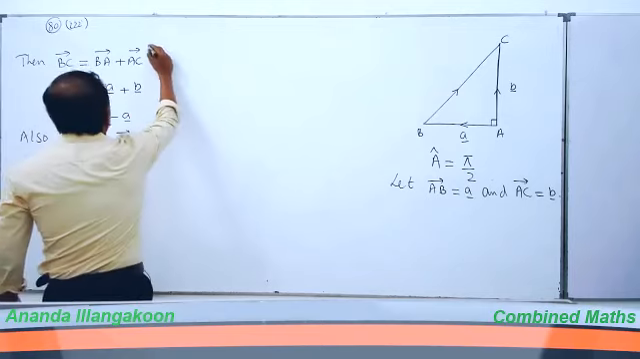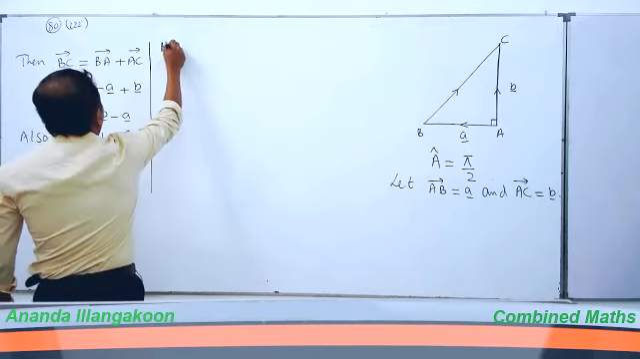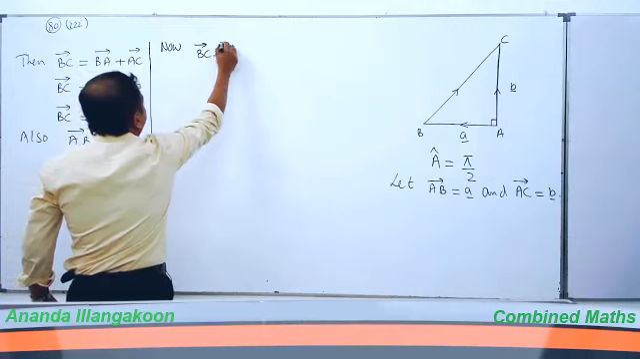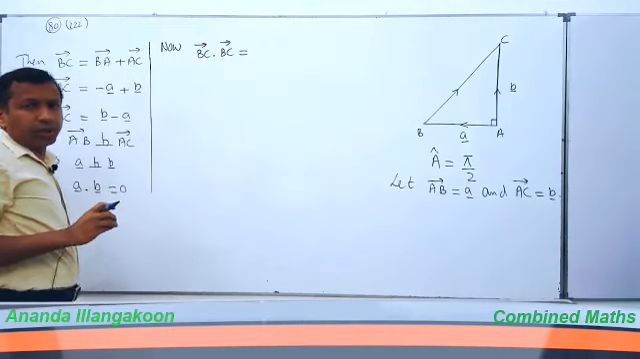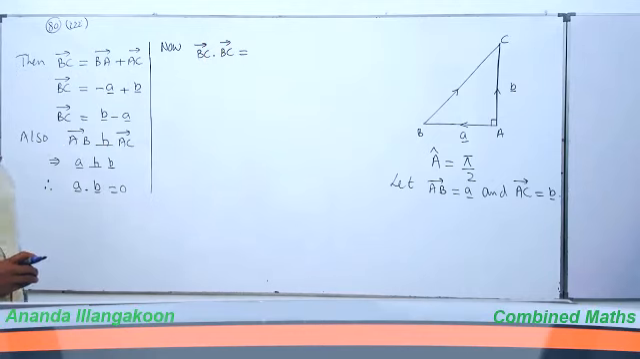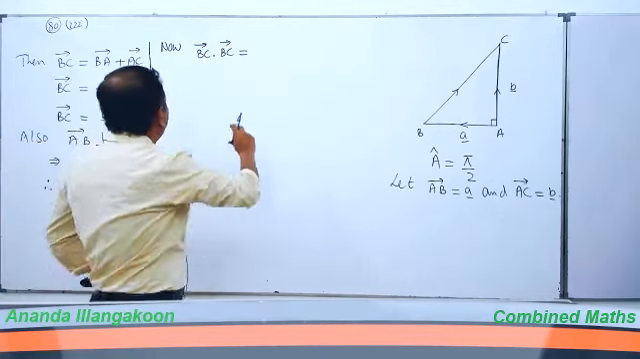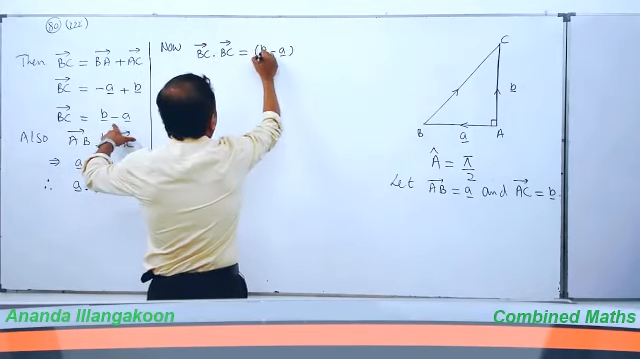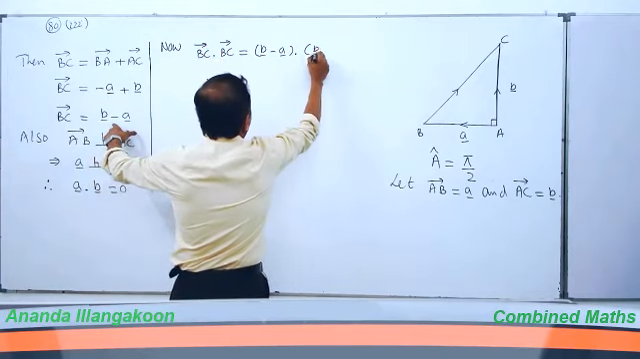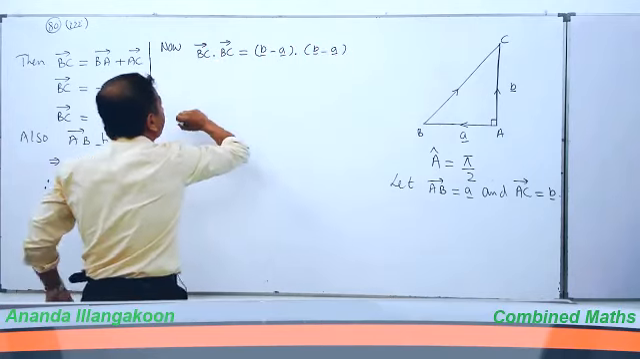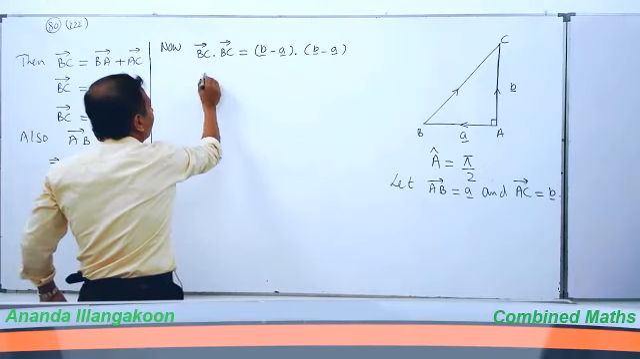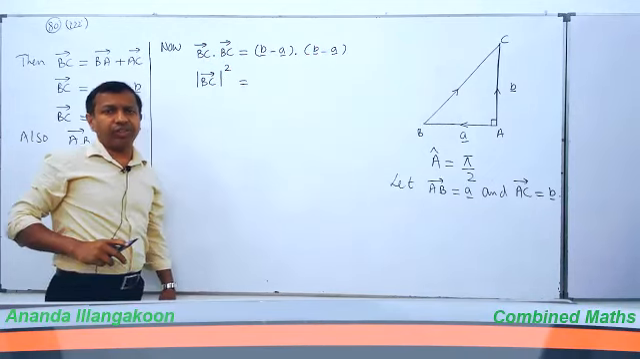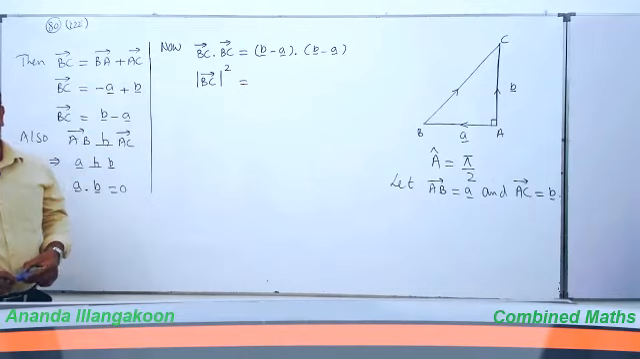Now what we do is this. We take BC dot BC, the dot product of BC with itself. What is the BC vector? b minus a. Dot BC, b minus a. BC dot BC means what? The BC vector modulus perfect square. Correct, no? When you take the dot product of a vector with itself, we get the perfect square of the modulus of that vector.